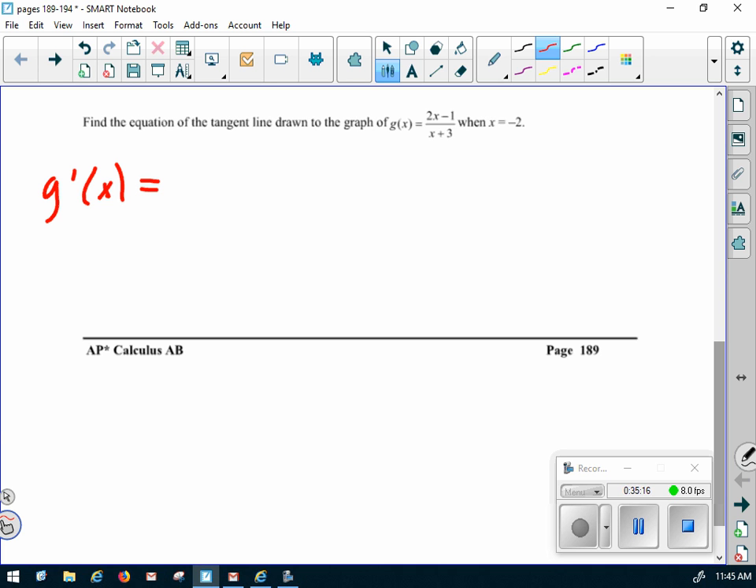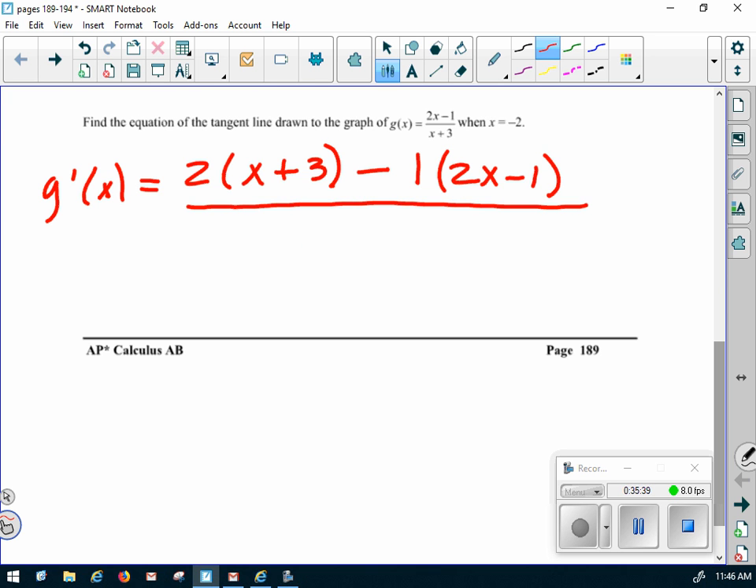All right, derivative of the top times the bottom, minus the derivative of the bottom times the top, over the bottom squared. And that's how you use the quotient rule.